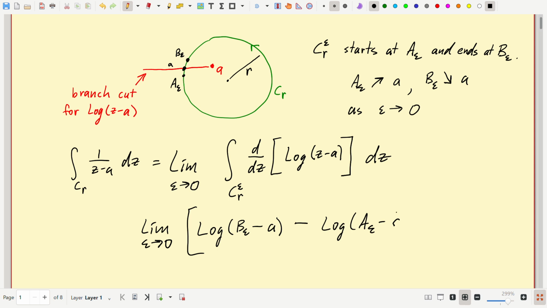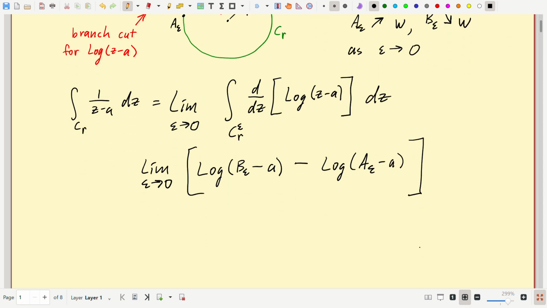Oh, I got too many a's. I need something weird for this thing. How about w? w is this point right here. Little a is my point inside the region. Okay, and that is the limit. This is going to be a very simple calculation. That's the limit as we do the sliding.